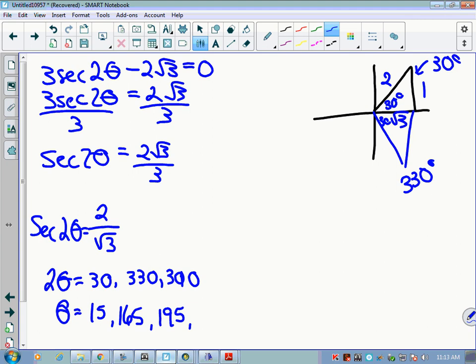Let's do 330 plus 360. Well, we're at 330, so we're going to go around again. 690. What's 690 divided by 2? 345, which keeps me under, but we know we can't go over that, so our answer is 15, 165, 195, and 345. Question? Got it? Good.